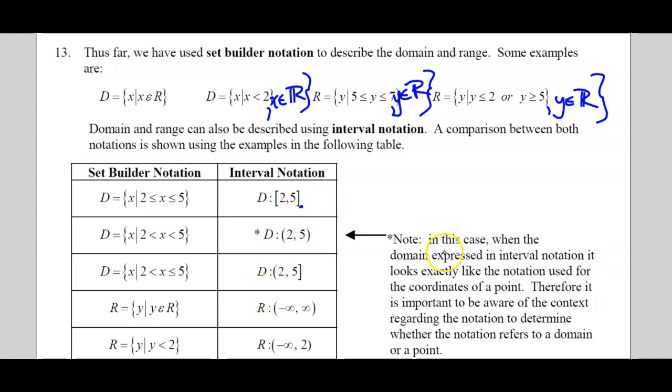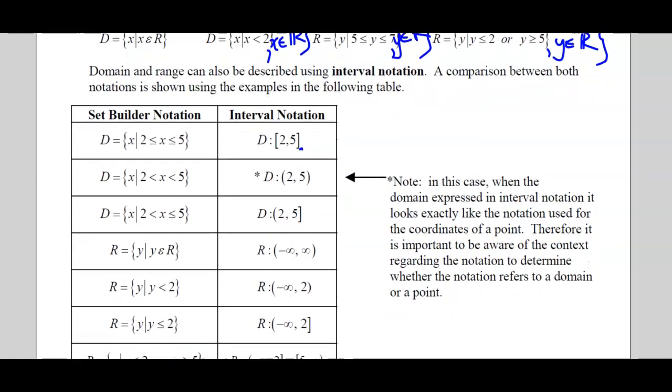So it has a note here. In this case, when the domain is expressed in interval notation, it looks exactly like the notation used for coordinates of a point. So you need to be aware of the context of it. So if there's D colon 2, 5, then you know that's domain, and that's interval notation. If you saw D 2, 5, that's likely a point, D(2, 5). So you have to know the context of it. Here, no equal sign, and it's round brackets. Equal sign, and it's square brackets.